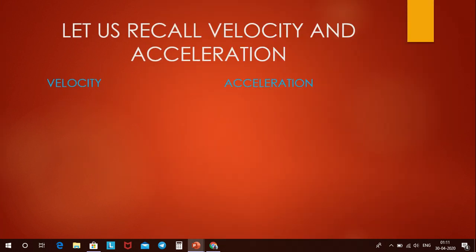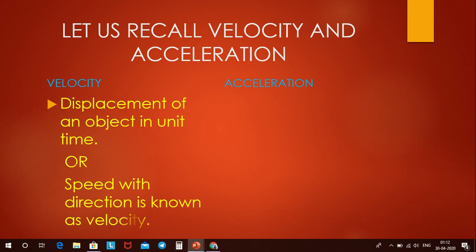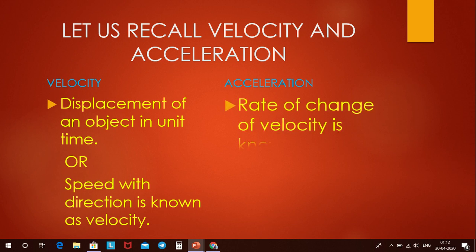Let us recall velocity and acceleration. It is very important to recall these two terms because we are going to use the concepts of velocity and acceleration to understand the concept of uniform circular motion. So what is called as velocity? Displacement of an object in unit time is known as velocity, or speed with direction is known as velocity. And acceleration, rate of change of velocity is known as acceleration.